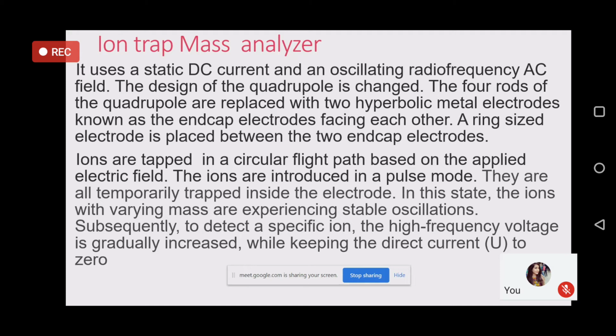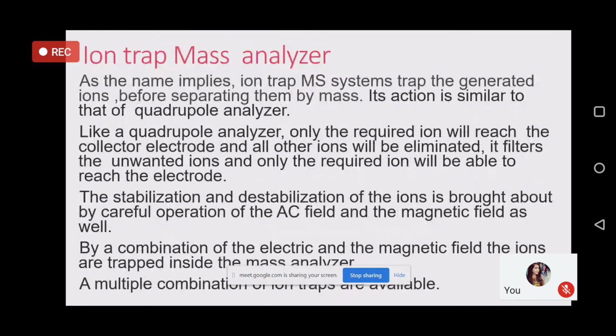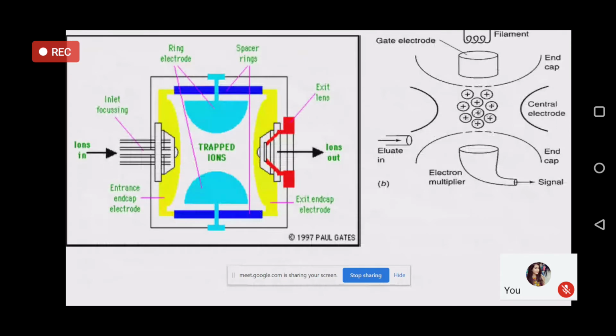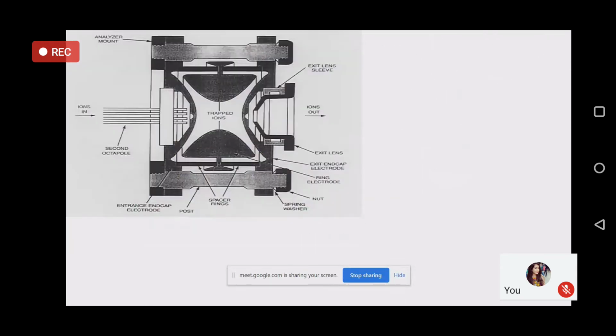Okay. So the design of the quadrupole is changed. It uses a static DC current and an oscillating radio frequency alternating field. The four rods of the quadrupole are replaced with two hyperbolic metal electrodes known as the end cap electrodes facing each other. That's what we had shown in the diagram, as you can see over here. These two are the end cap electrodes, and the other two are the ring-shaped electrodes.